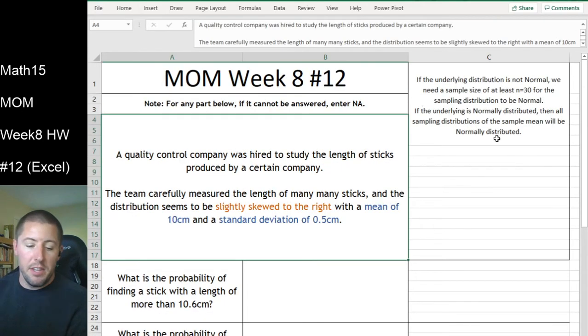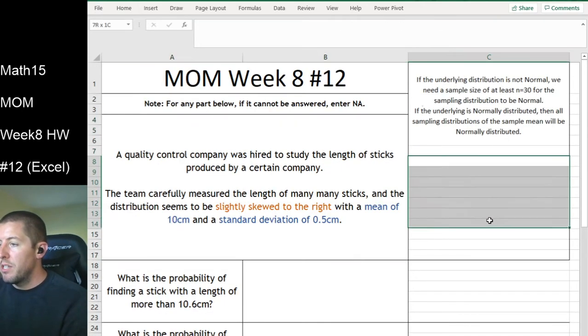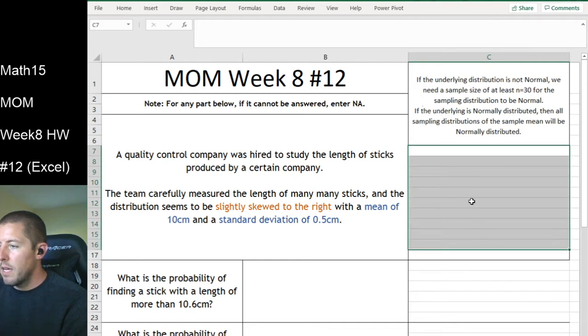So let's talk about the information that they do give us right here. They do give us the information that, let me grab these guys here. Oh, come on, Excel, be nicer to me.